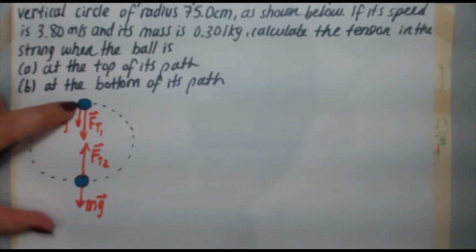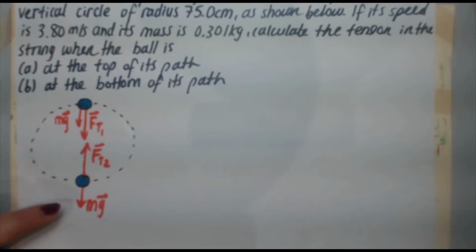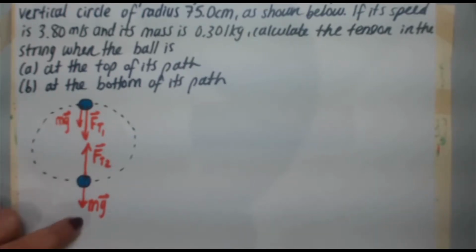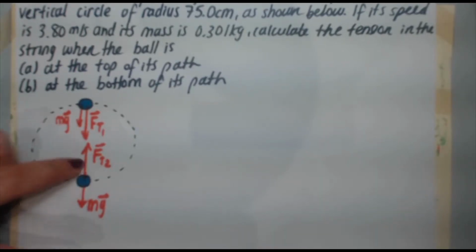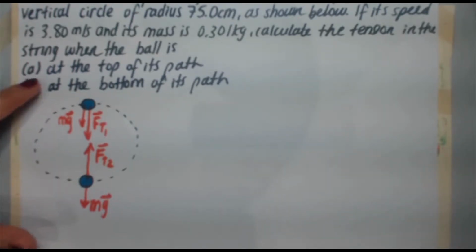So when the ball's at the top, notice that both the weight and tension are going down towards the center of the circle. But when the ball's at the bottom, only gravity is going down, as it should be, but the force of tension is going up. The force of tension is caused by the string, and the direction is in the direction that the string is at that moment. So at the top of its path, we have to find the tension, and at the bottom.